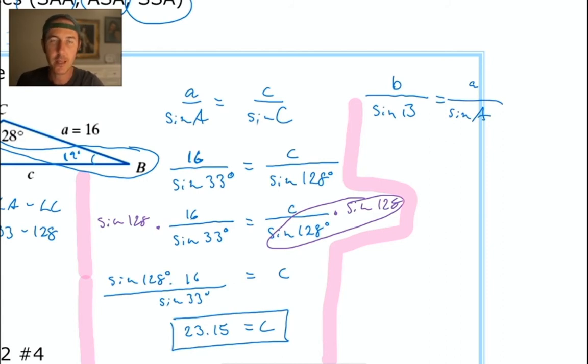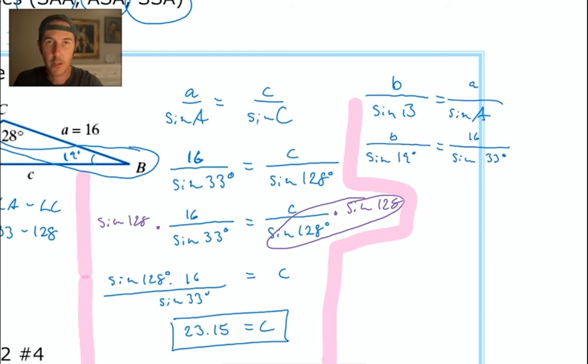You'll notice the side lengths have to be consistently in the numerator and the angle measures in the denominator, or if you flip both of these fractions, angles on the top, sides on the bottom. Okay, let's plug in some information. We don't know side B, so I'll keep the B there. Sine of 19 degrees, we determined that, equals side A is still 16, over the sine of angle A, which is 33 degrees. And we need to solve this equation.